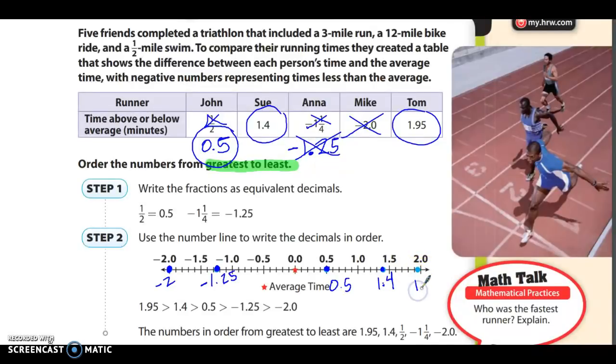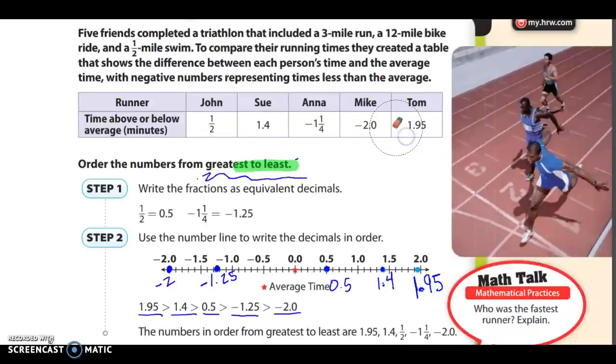It's 1.95. Now last but not least, we have to put these numbers in order from greatest to least. A lot of kids, because it's left to right, would want to do least to greatest, but the directions said greatest to least. So my greatest number is 1 and 95 hundredths, then 1 and 4 tenths, then 0.5, then -1 and 25 hundredths, then -2. And notice they rewrite them in the numbers that were originally given to us from the table. So if we converted it, then we have to convert it back. So that's the example.